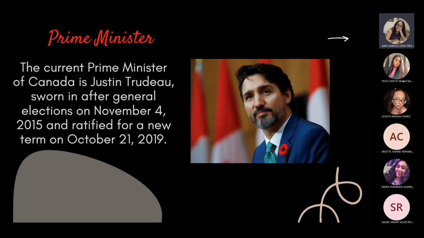Well, when we talk about the Prime Minister in the actual accord, the current Prime Minister of Canada is Justin Trudeau. Sworn in after the general election on November 4th, 2015, and re-elected for a new term on October 21, 2018.